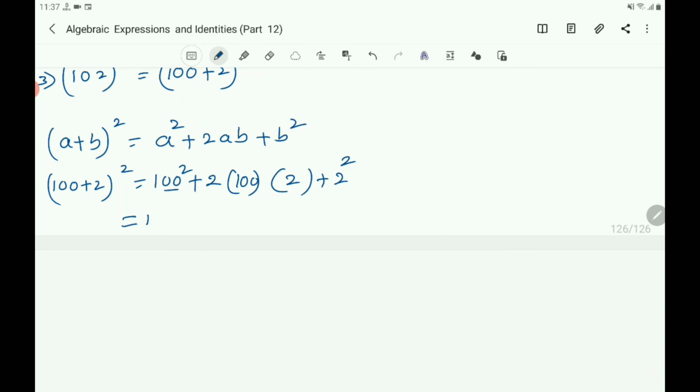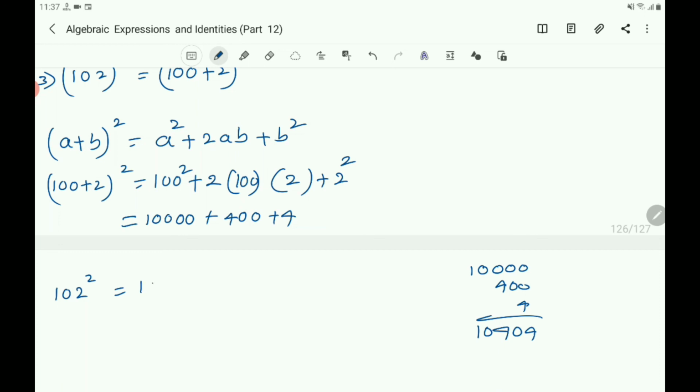In the 100, 2 zeros are there, so in its square 4 zeros, so you get 10,000, and the product of 2 and 100 is 200. 200 into 2 is 400, plus 4. Therefore, 102 square is 10,000 plus 400 plus 4, you will get 10,404. So you got it by using the identity a plus b whole square.